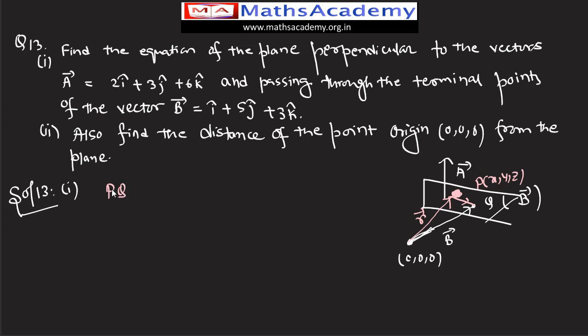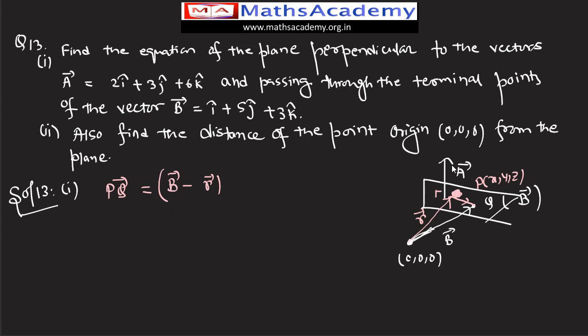So the PQ vector is nothing but the Q vector minus the R vector. That is, the position vector of Q minus the position vector of P, not the QP position vector. The position vector of Q, you see, is the b vector, and the position vector of P is nothing but the r vector.